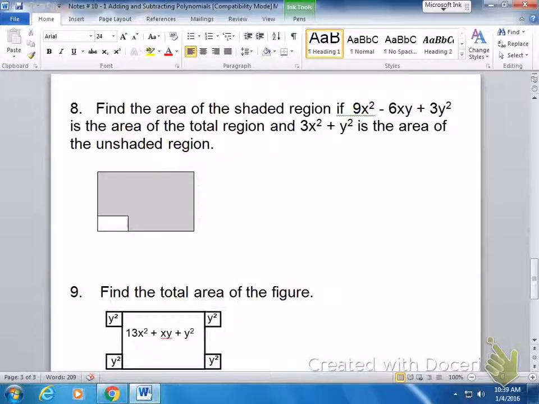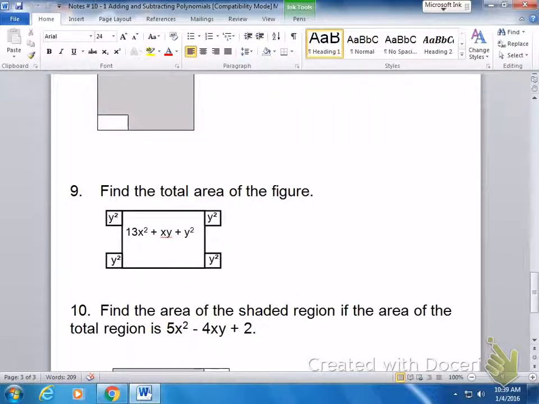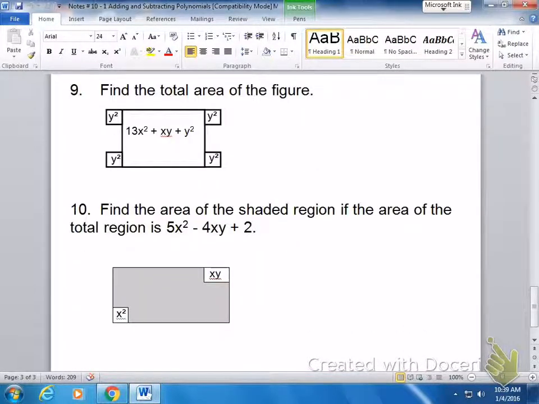It's probably the easiest one. Now it says find the total area of the figure below. And if we're talking about total area, that means we've got to add them all together. So you could write it all out, take the middle rectangle's polynomial, add those 4y squareds to it. Or we can just look at it how it is. I'm going to underline 13x squared. Well, I have no other x squareds, so it's just 13x squared.